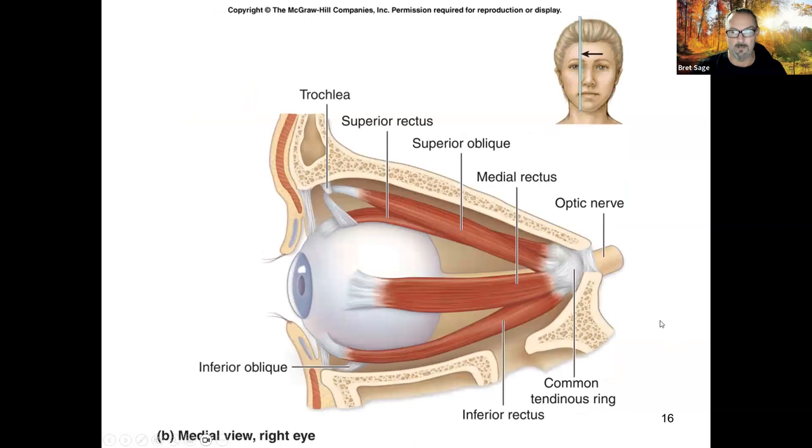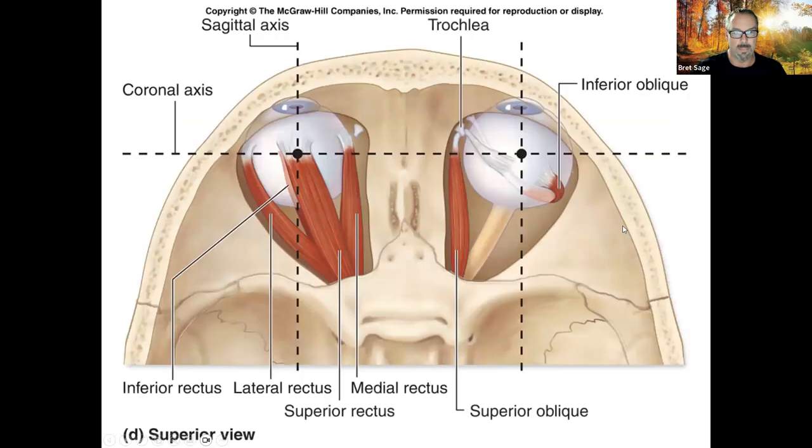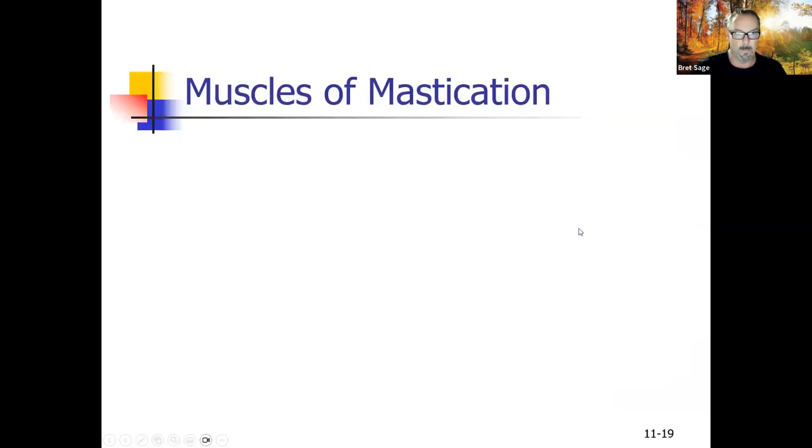And there's the medial view of the same eye. They're called extrinsic because they're on the outside of the eye, even though they're within the ocular cavity or eye cavity. Okay, if you're looking from the anterior view without the eye being present, you can see all the muscles there. And when they pull, they move the eye in different directions. And this is the superior view showing the muscles and their attachments.